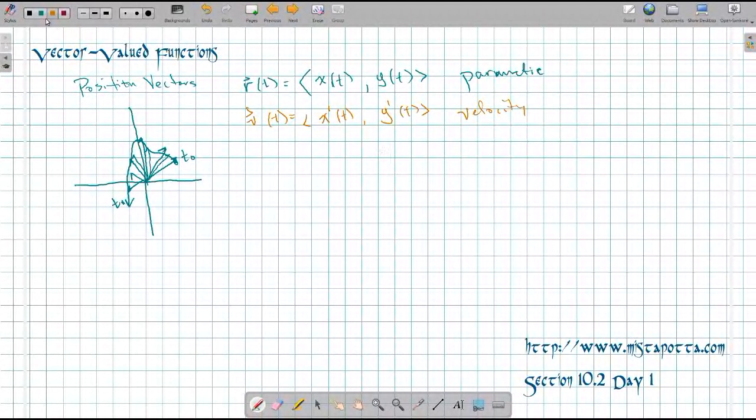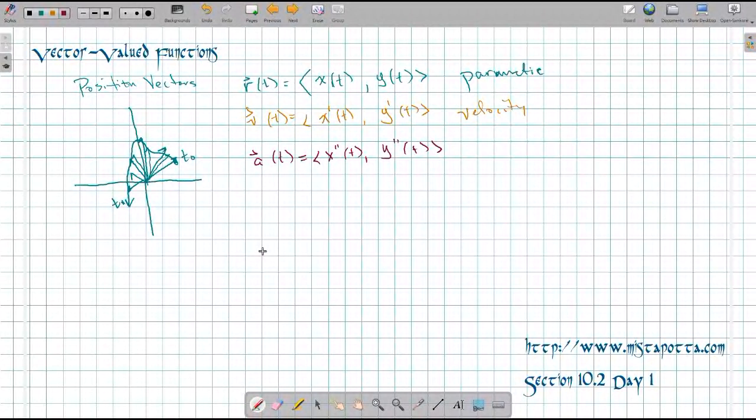And by that same token, I could take the second derivative of x and the second derivative of y and use this to find an acceleration vector at t. So at any particular time t, I can find the acceleration, its horizontal and vertical components.